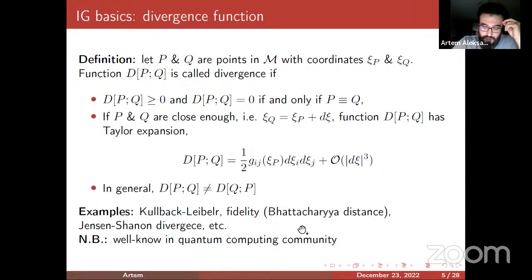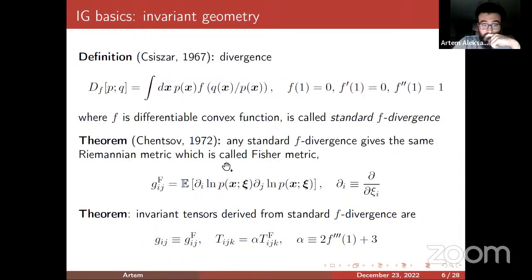The divergence function is a well-known object in the quantum computing community. In the quantum computing community, all people know about divergence, and they usually use fidelity to describe how two quantum states differ from each other. And next, I would like to present a definition of the so-called standard f divergence. The standard f divergence is defined as follows.